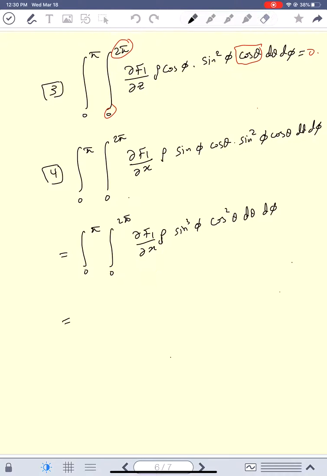And the nice thing now, this integral is not equal to 0. It doesn't cancel because cosine square is always positive. Sine cube phi, because phi is from 0 to pi, is not 0. So in this case, we need to do this integral. At least we have the rho, that's a constant. We have the derivative with respect to x, that's a constant. And let's do the integral quickly using Mathematica.